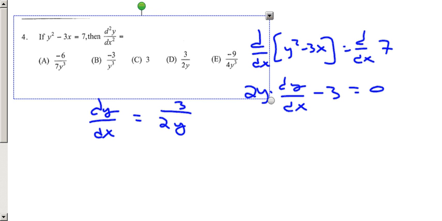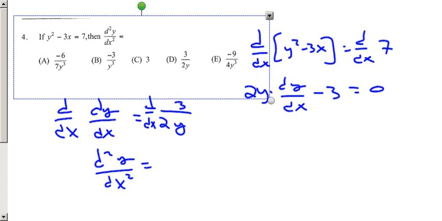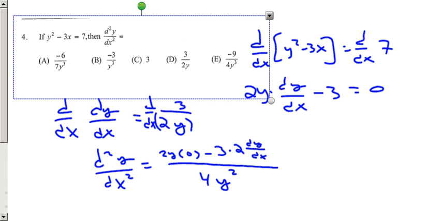And if I take that one step farther, so now I'm going to take the derivative with respect to x of both sides. I get d squared y dx squared equals, well, using the quotient rule, I have low d high minus high d low, which is 2 dy dx, all over low squared. Well, when I square low, we get 4y squared.